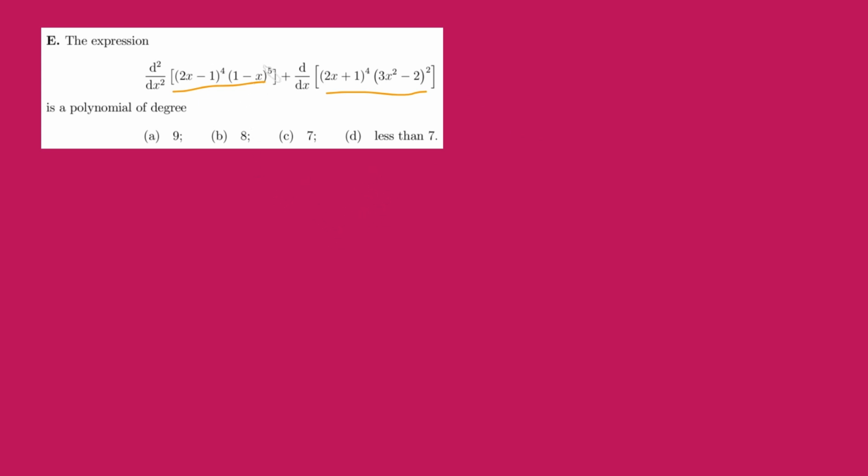What we're going to do is first consider the degree of this inside guy here. And so this guy here is a quartic, it's degree 4, and this guy here is degree 5. So you multiply them together, that's degree 9. And if I then take the second derivative here, that's going to bring the power down by 2, so that's going to have degree 7. Cool. What about this guy over here?